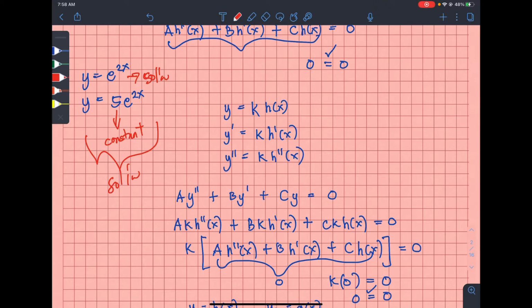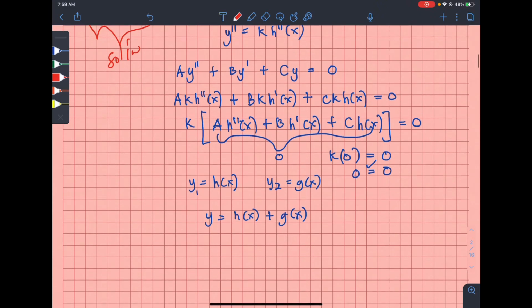So one is verifying the solution. The other one is, if we multiply a constant coefficient to the solution, will it still be a solution? Yes, it is still a solution of the differential equation as proven in our process.